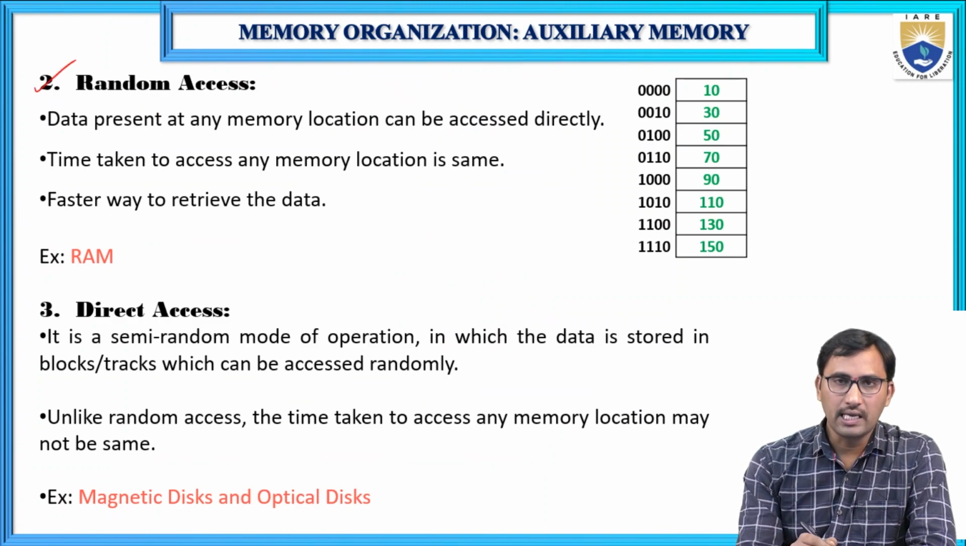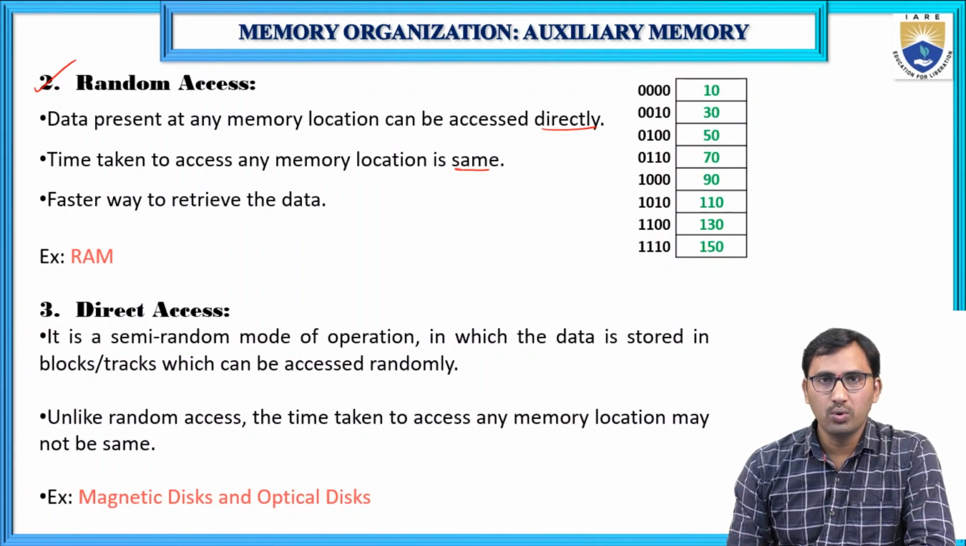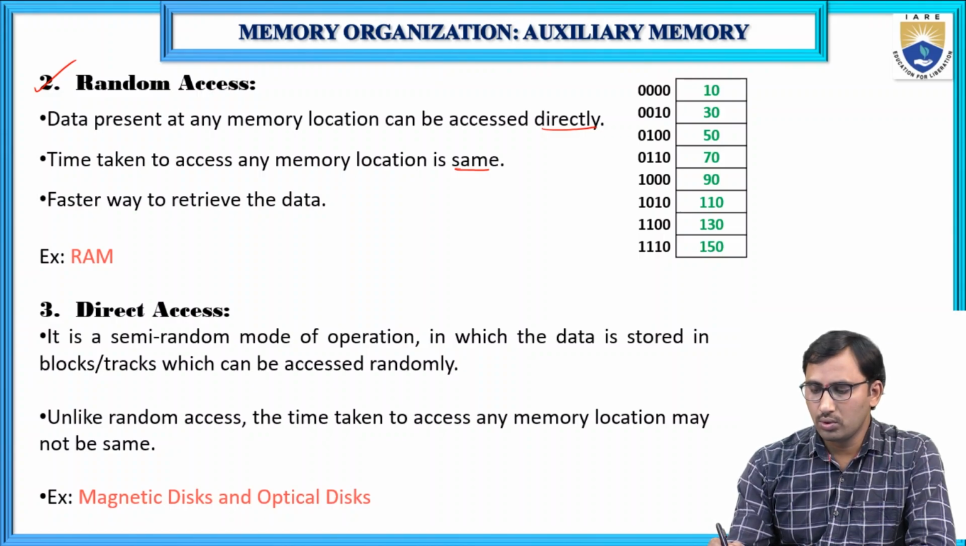And the second one is random access. The data present at any memory location can be accessed directly. The time taken to access any memory location is the same. That means in random access, there is no need to go through all the sequential memory locations. So directly we can go to the desired memory location from any point, from any place.